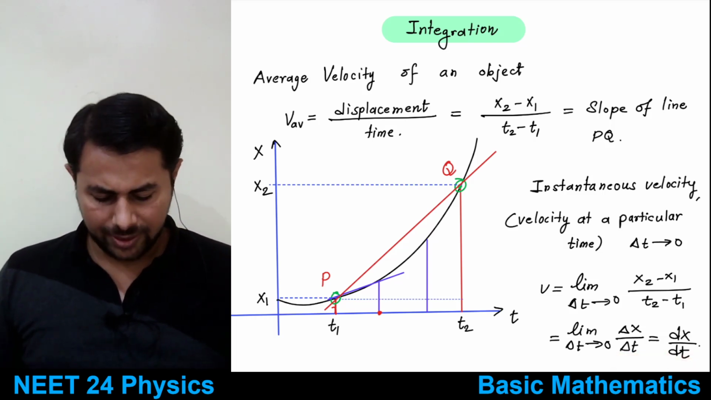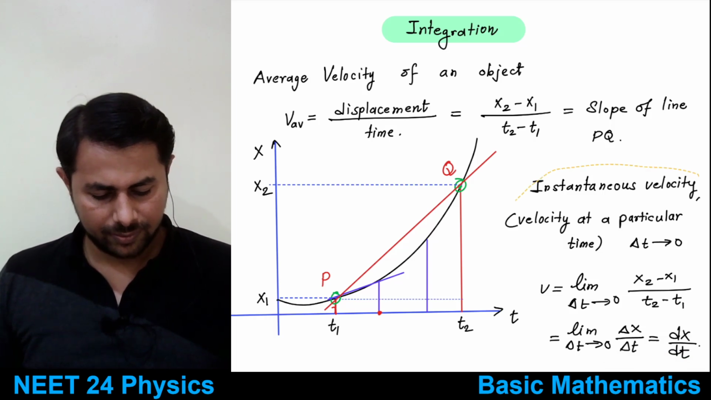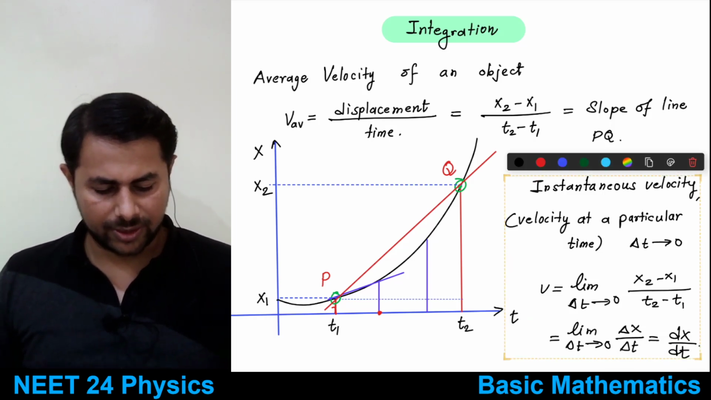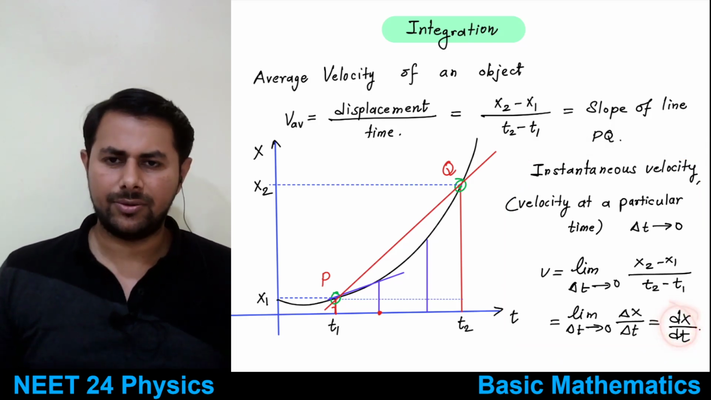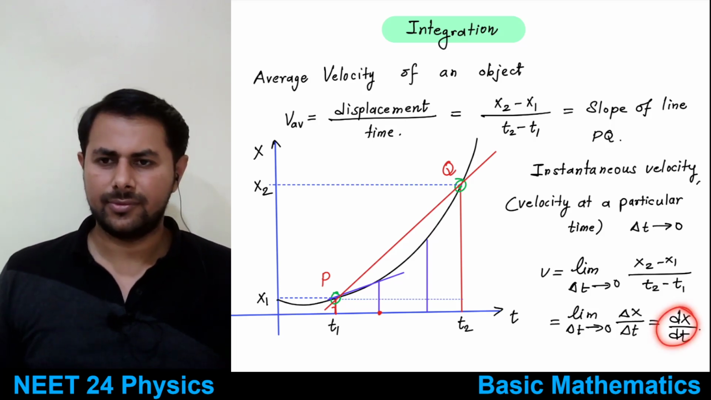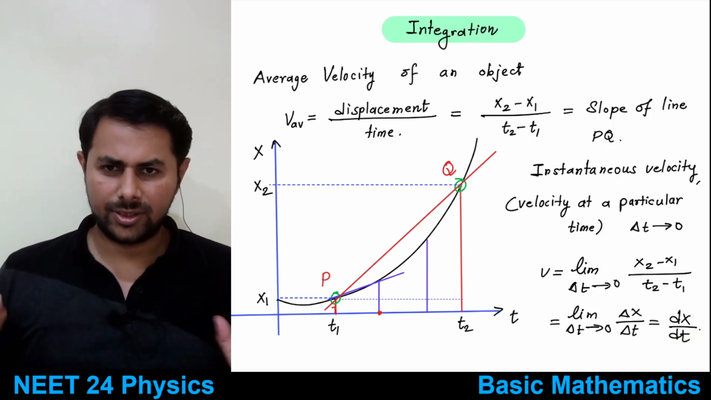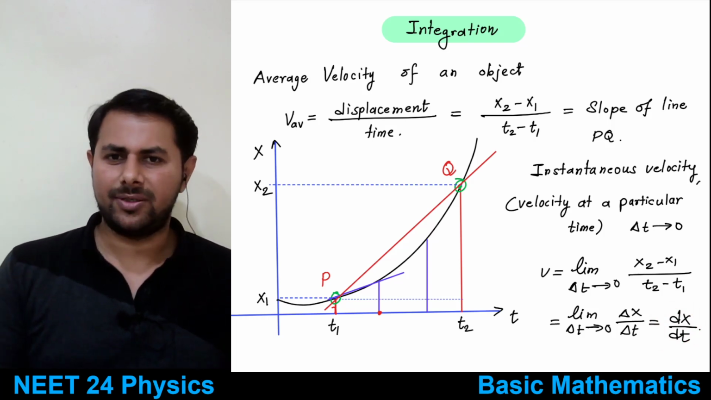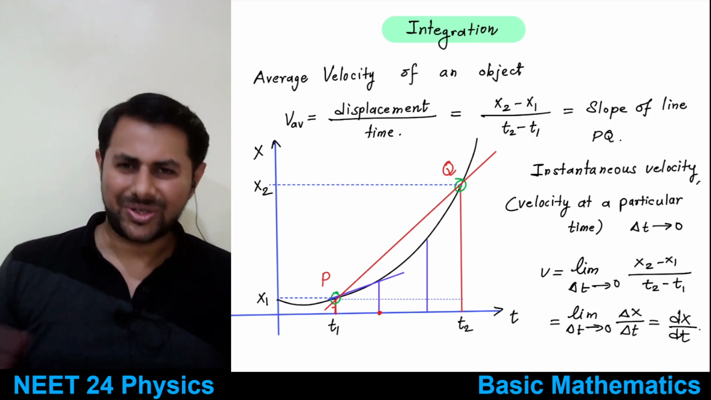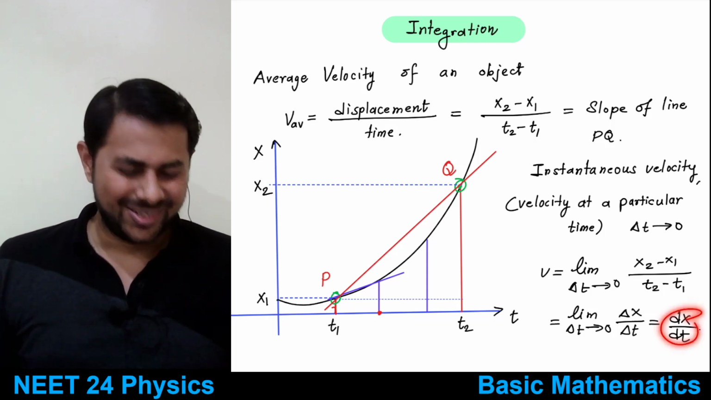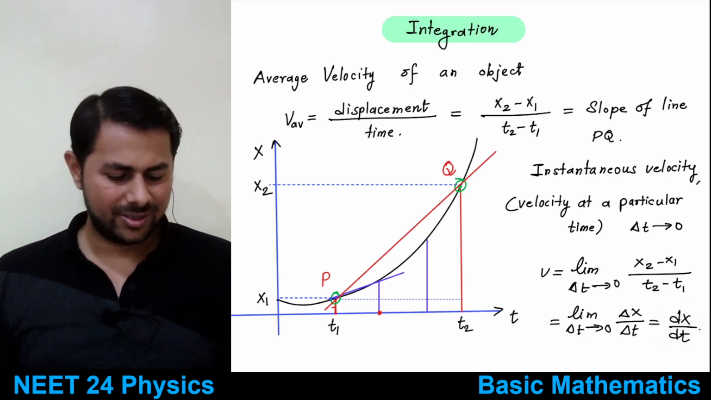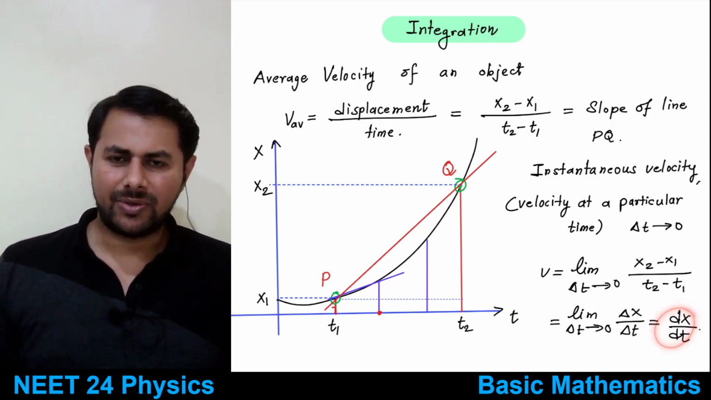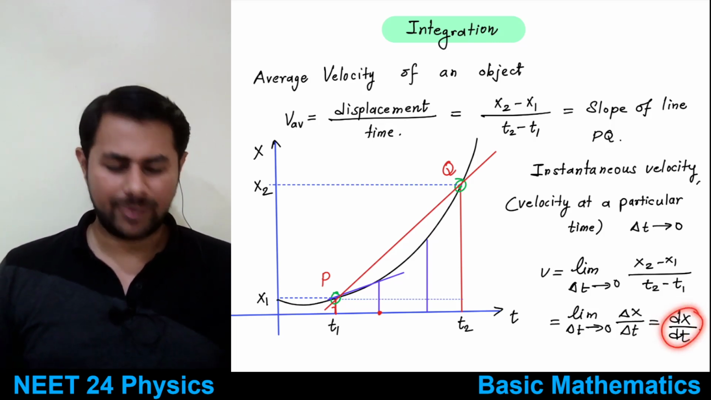So this thing is clear, everyone? The instantaneous velocity is the derivative of position with respect to time. So this is the application of derivative. Not only this, there are lots of applications, right? But first the derivative came in this way. The instantaneous velocity is the derivative of position with respect to time.